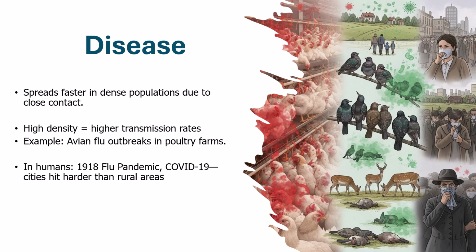Historically, human population density fueled pandemics like the 1918 influenza, which spread more quickly in cities. More recently, COVID-19 shows higher transmission rates in dense urban regions than rural ones. Disease not only reduces numbers but also adds selective pressures, sometimes shifting population genetics by favoring resistant individuals. In ecosystems, diseases spread, regulate, and restructure community composition.